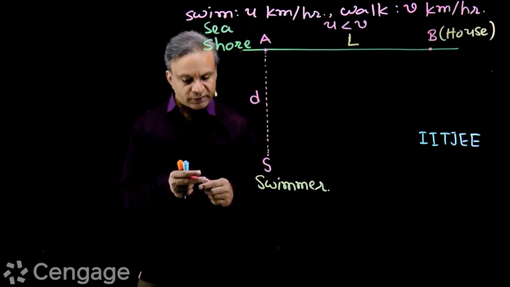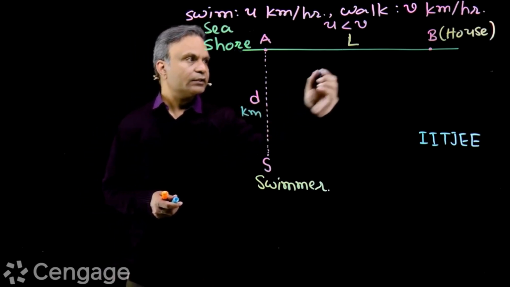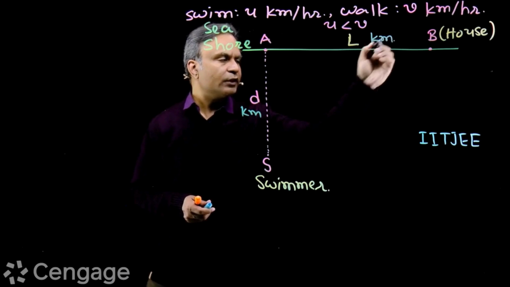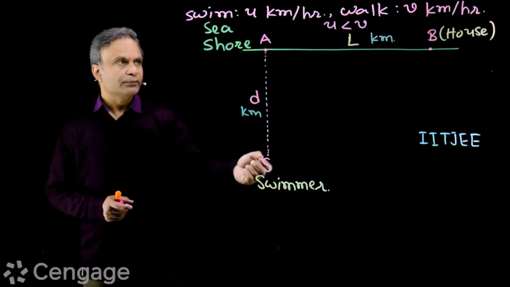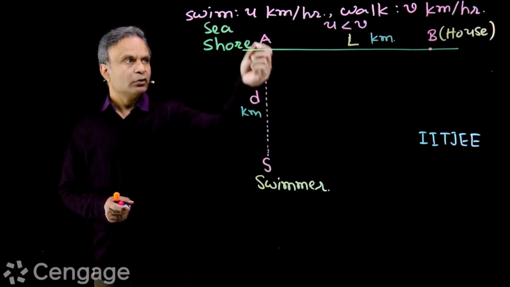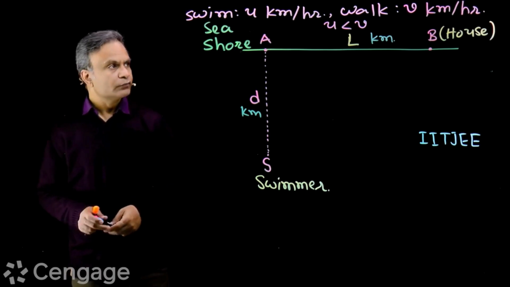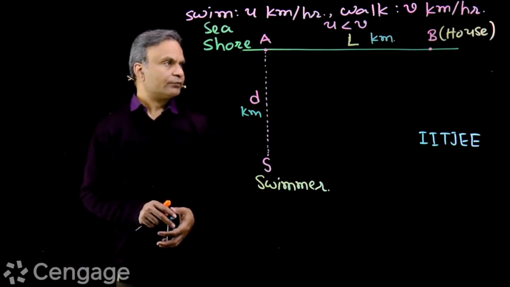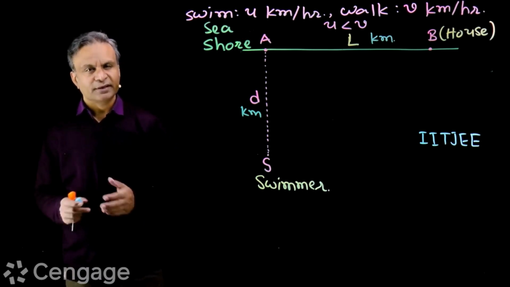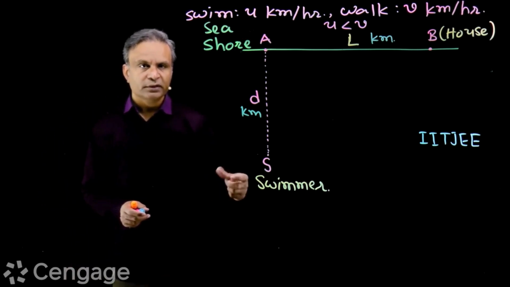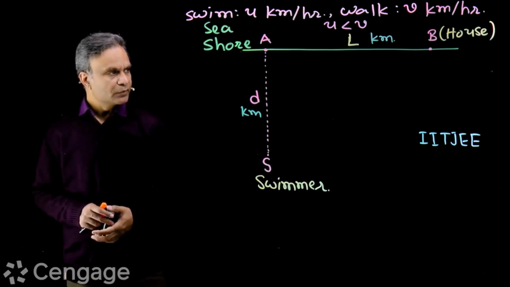Here all the distances are in kilometers. This is D kilometers and this is L kilometers, okay. Now S can swim with the speed of u kilometer per hour and can walk with the speed of v kilometer per hour. Here u is less than v. Mostly it happens, okay. Generally people's swimming speed is less than walking speed. यहाँ पे ये दिया गया है, ठीक है.